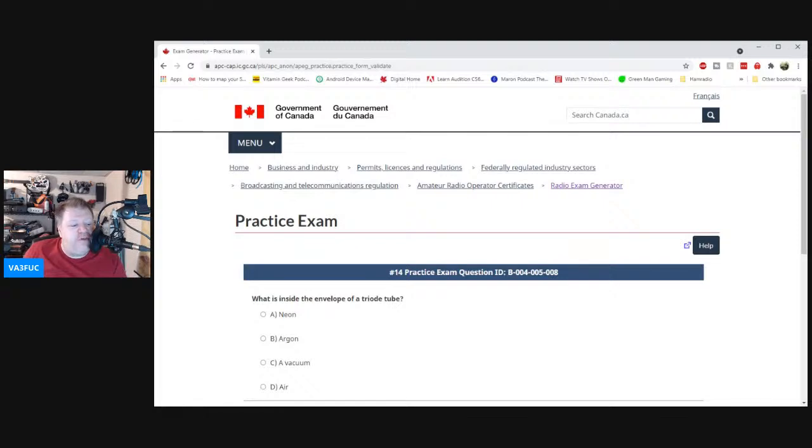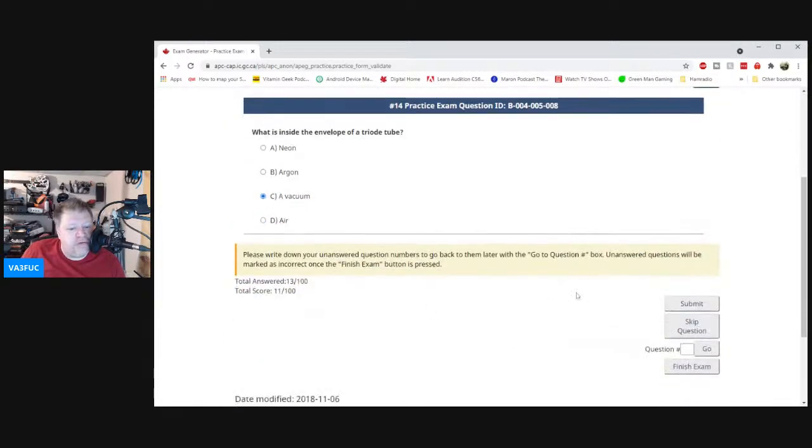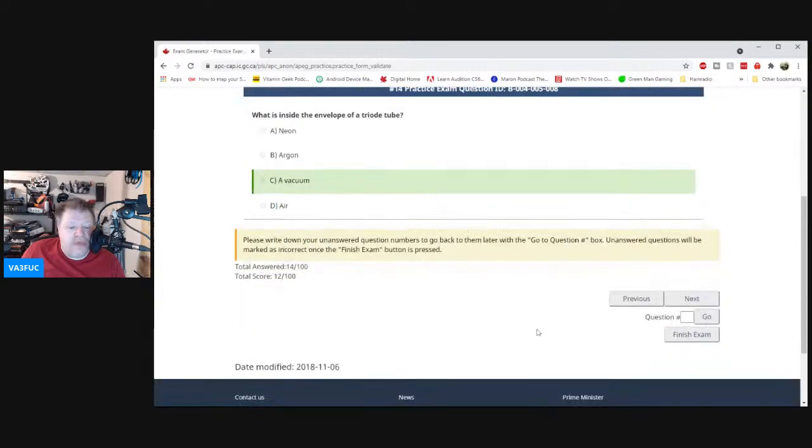What's inside the envelope of a triode tube? Neon, argon, vacuum, or air? If I remember correctly, it's a vacuum that forms the tube. Yep, C's correct.